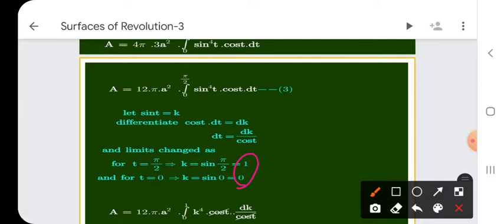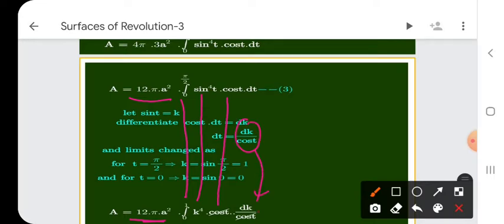And we substitute all these in the equation. See here, 12 pi a square same. Limits changed as 0 to 1. Sin power 4t means, since sin t equals k, k power 4. Cos t same. What is dt? dk by cos t. Here cos t cancels. What is the remaining? k power 4 dk. The limits are 0 to 1.